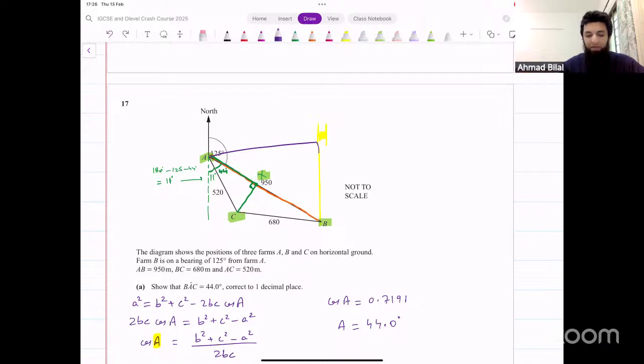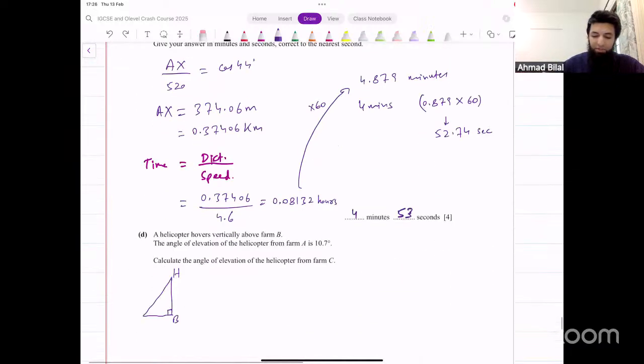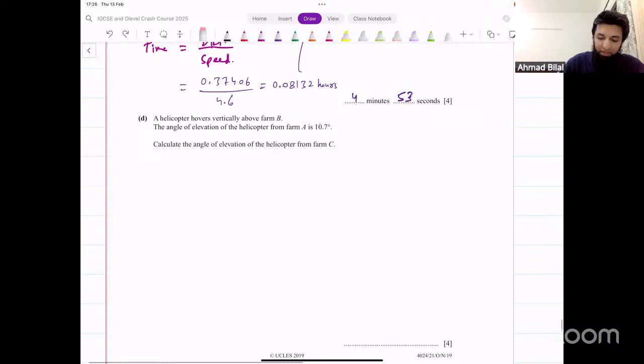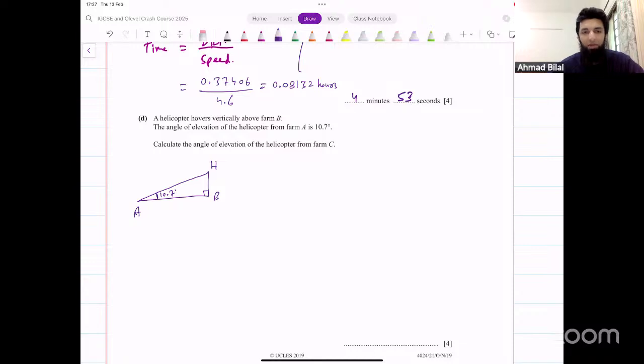Okay, so it's often easier to draw this separately. Otherwise, 3D figures become a bit hard to understand from this diagram. You can draw it separately like this. You have this helicopter, this is point H, and you have the point B here, and then this point A here, such that the angle of elevation from farm A is 10.7. That means this angle here is 10.7 degrees. That's what we know.